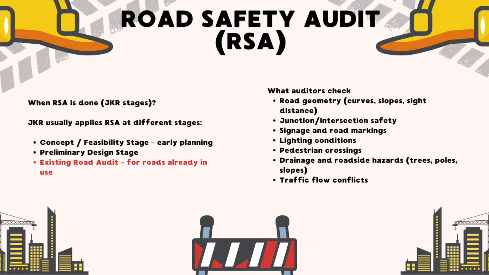When RSA is done, JKR usually applies RSA at different stages. For example, concept or feasibility stage, preliminary design stage, and existing road audit, usually for roads that are already in use. So auditors will usually check the road geometry, junction intersection safety, signage and road marking, lighting condition, pedestrian crossing, drainage and roadside hazard, and traffic flow conflicts.